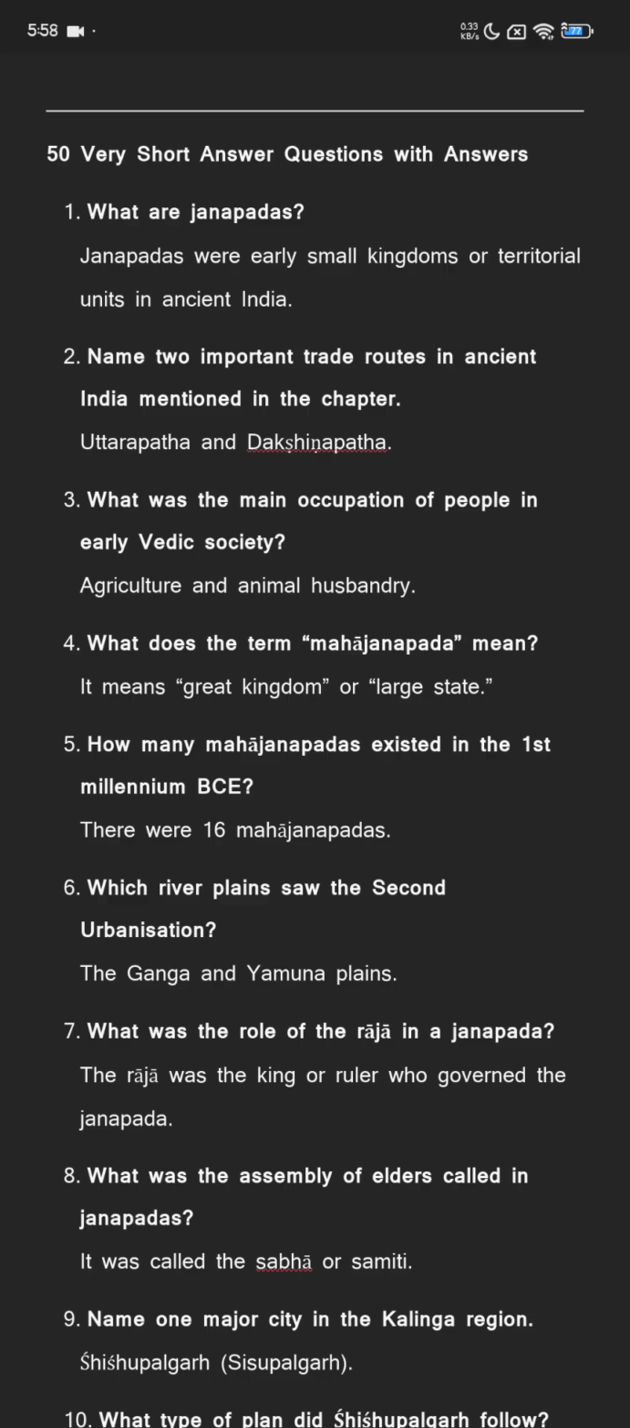What was the role of the Raja in a Janapada? The Raja was the king or ruler who governed the Janapada. What was the assembly of elders called in Janapadas? It was called the Sabha or Samiti.